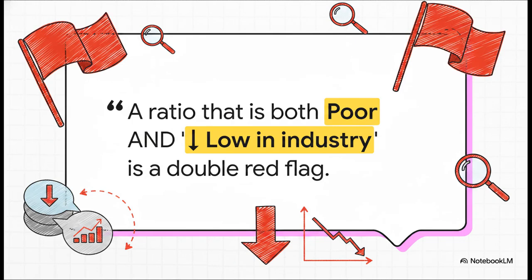And this is where it gets really powerful. When you combine these two layers, you get these immediate, high-signal insights. So if you see a ratio that's colored red for poor, and it's flagged as low in industry, that's a double red flag. It's not just weak on its own, it's weak compared to everyone else. That's exactly where you should start digging.